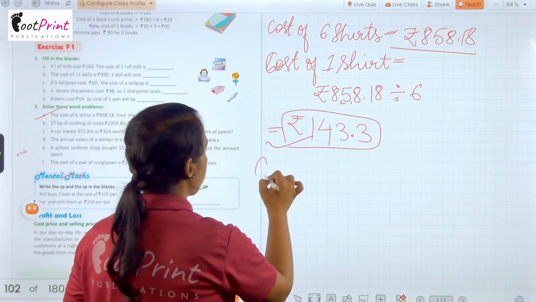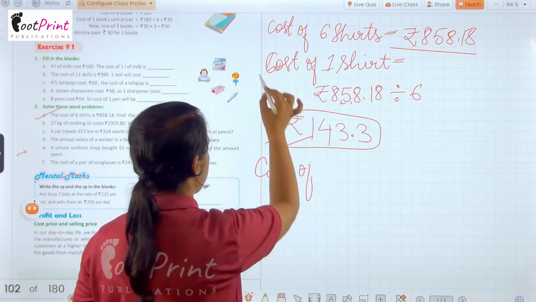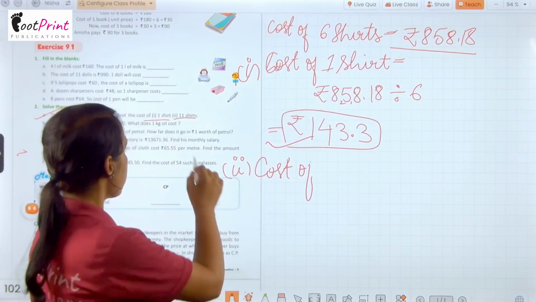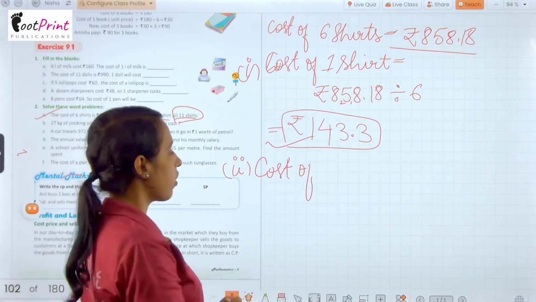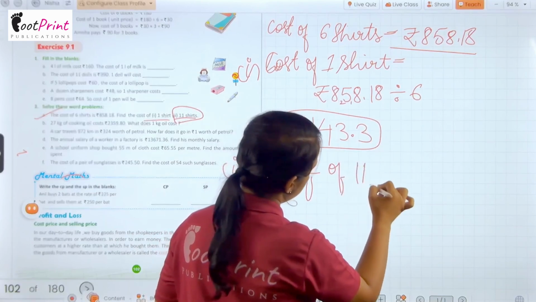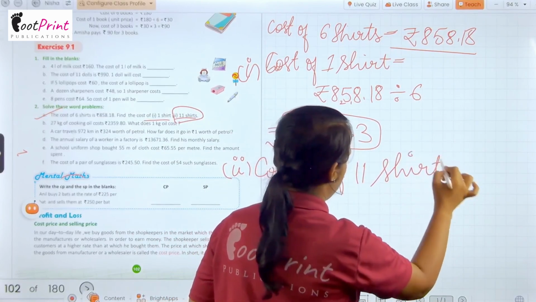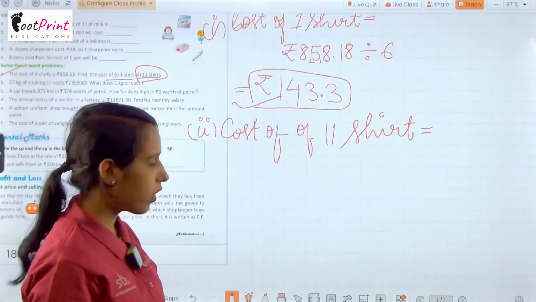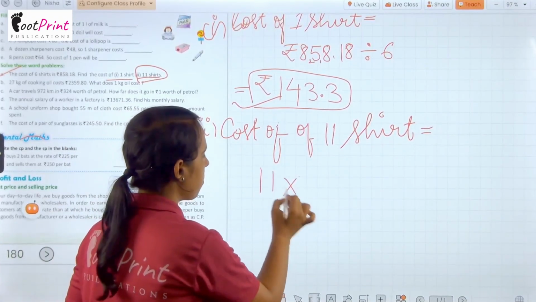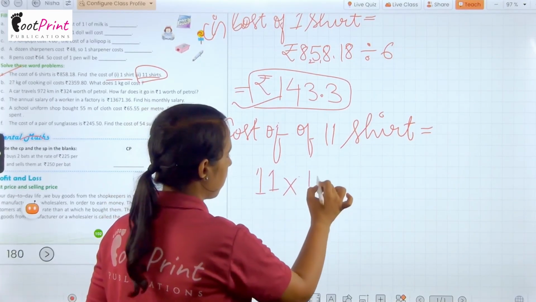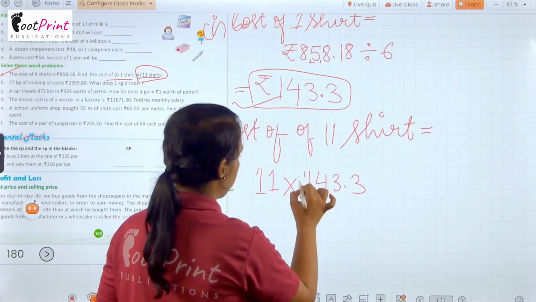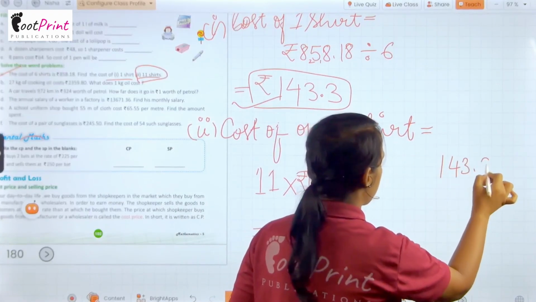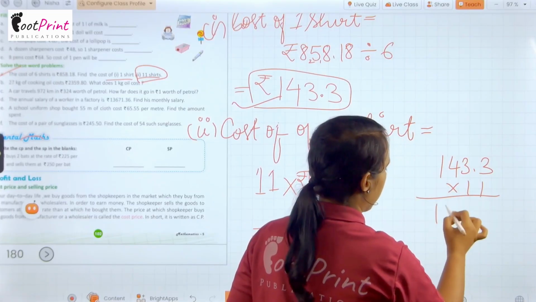Okay. Now we have to find out the cost of 11 shirts. It is our first question of this, and now we have to find out the second question, that is 11 shirts. We have to find out the cost of 11 shirts. As we know, if we have the cost of 1, then to find out the cost of more than 1, we will multiply it. 11 multiplied by 143.3 rupees. And after multiplying, we get here, let's see, 143.3 multiplied by 11.